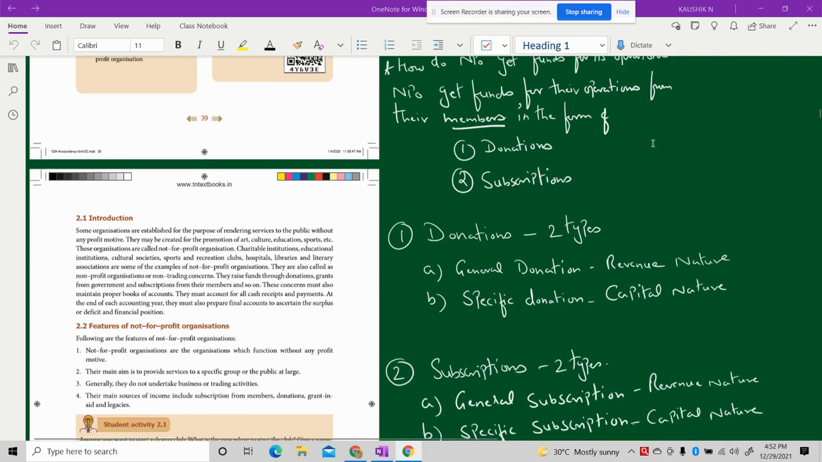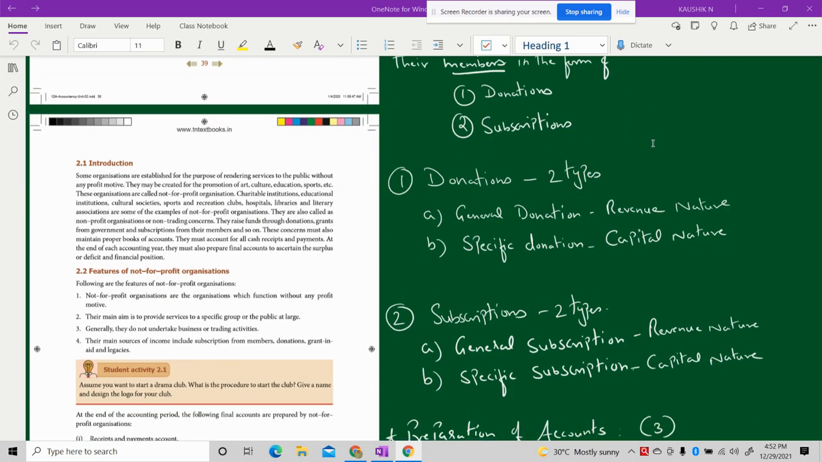In the same way, subscriptions are broadly classified into two types. They are, number one, general subscriptions, and number two, specific subscriptions. General subscriptions are similar to general donations. They are revenue-based items, whereas specific subscriptions are similar to specific donations, which are capital-based items. General donation can be used for any purpose, whereas specific donations can be used only for the purpose for which we have received them. In the same way, general subscription can be used for any purpose, whereas specific subscription has to be used only for the purpose for which we have received it.